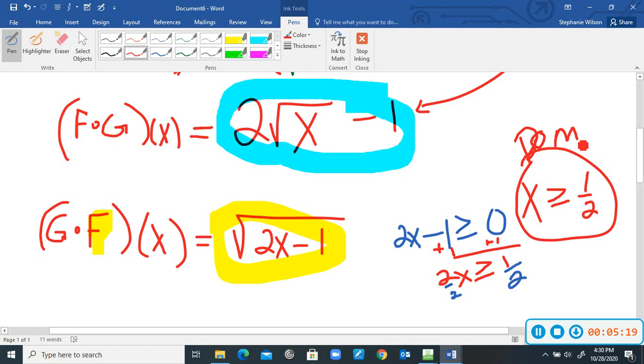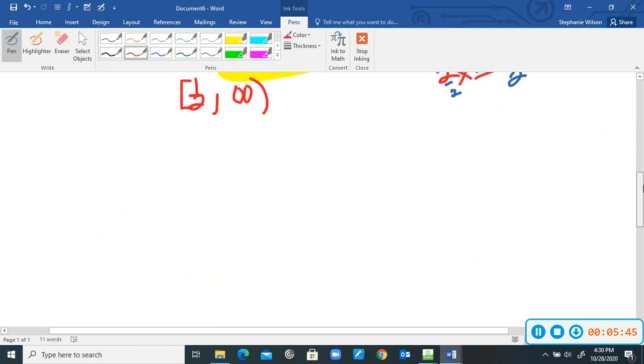And my f function had no restrictions, so this one would stand true. We wouldn't have to union anything. So I would make a statement of my domain: a bracket on 1 half because of the equal sign, comma, positive infinity, because it said x was all numbers greater than or equal to a half. So this would be my domain. So let's do one more thing. Let's take that g of f of x.